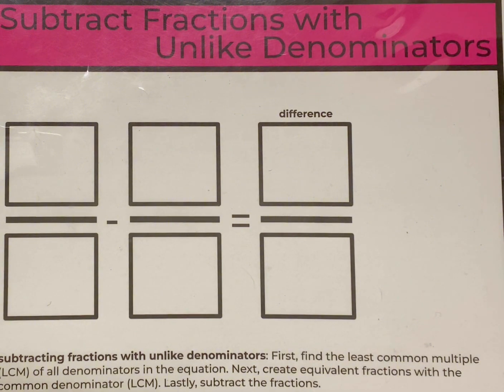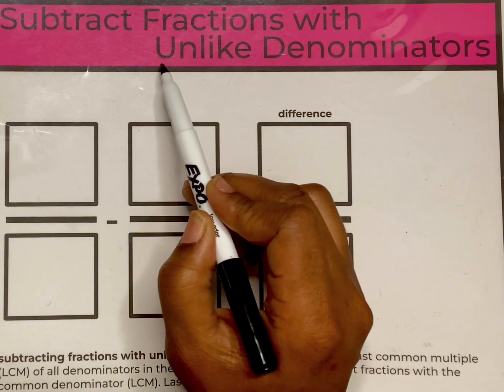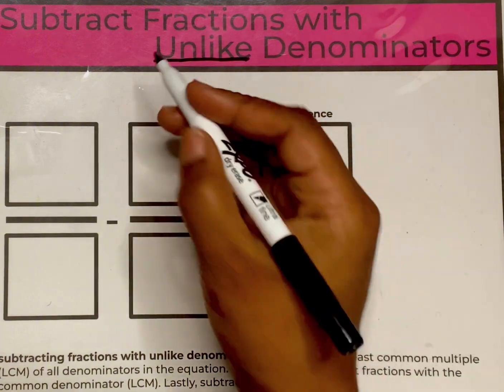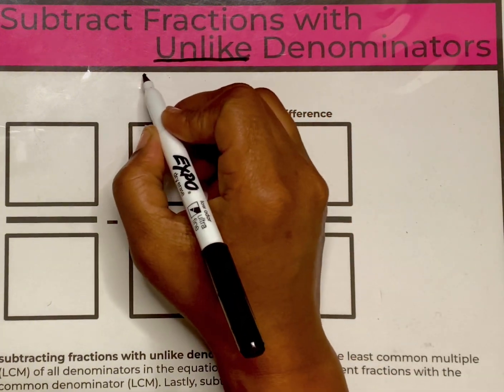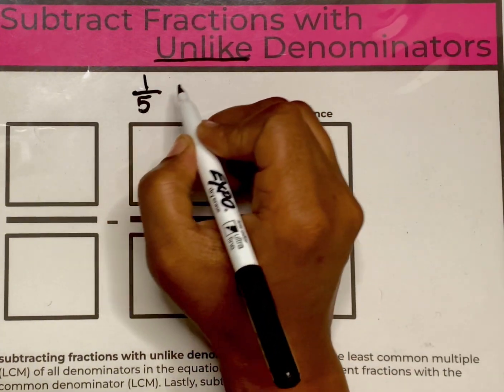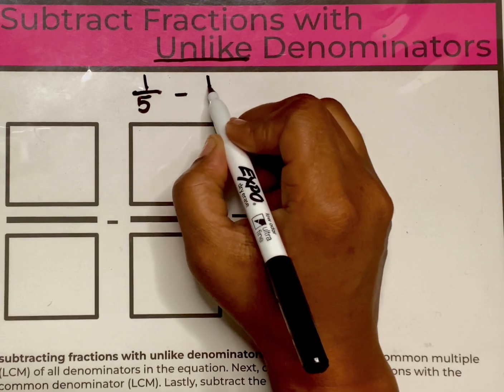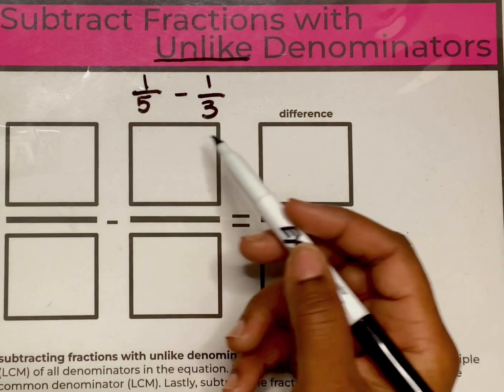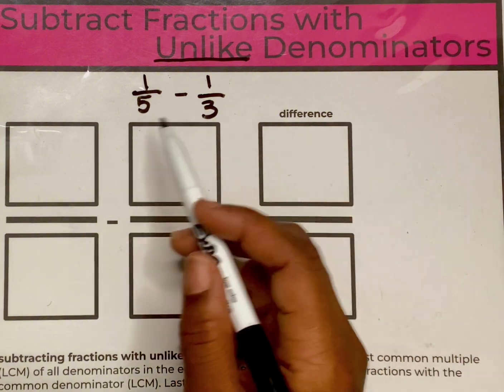Let's get started. Today we're going to practice subtracting fractions with unlike denominators. Unlike denominators are denominators that are different from each other. For example, if I have 1/5 minus 1/3. 5, of course, is different than 3. So we have unlike denominators.